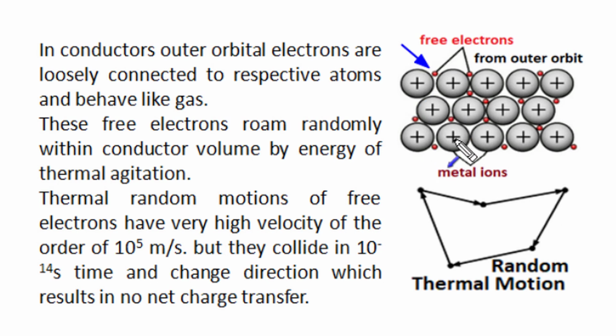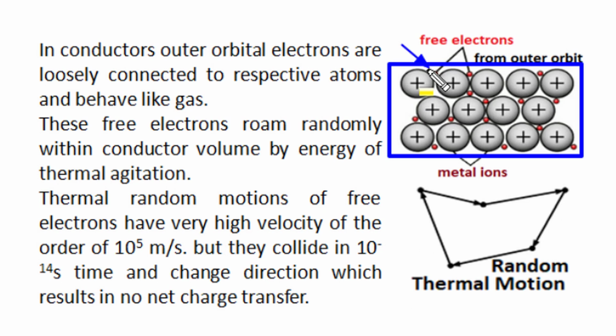inner orbital electrons act like a metallic ion, and these free electrons behave like gas atoms in a room. These free electrons, by the energy of thermal agitation in the metallic conductor, can roam randomly within the conductor just like gas atoms in a room.